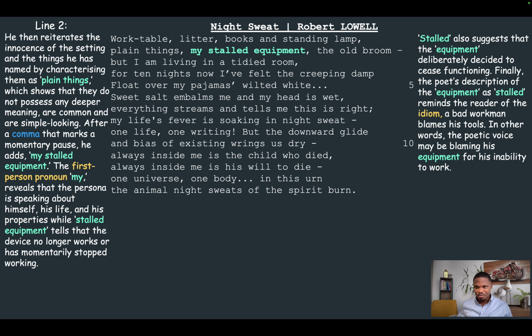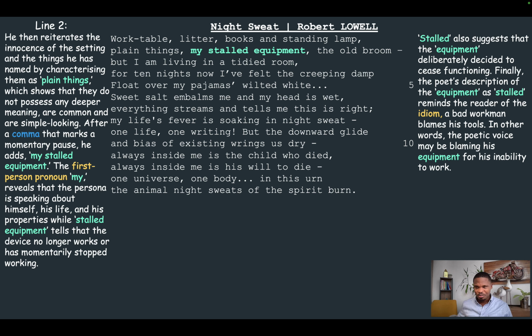The contrast is very striking because it shows that the poetic voice wants to convey that there's a paradox between him owning an old broom and living in a tidied room. So there's a paradox: I have an old broom, but then my house is tidy. Now, in essence, he wants the reader to realize that even though the broom is old, so it's not as effective as it once was, it can still be used to ensure a tidied room.